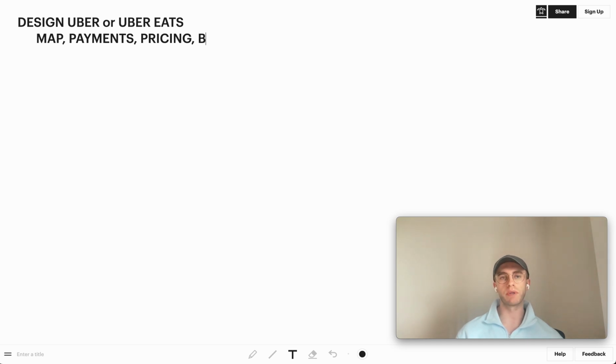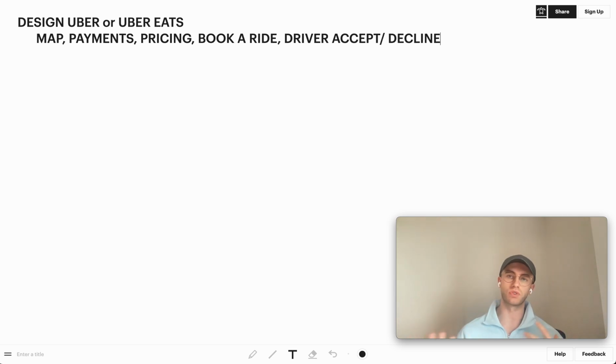Then we also want to be able to book a ride, and say we want the driver to be able to accept or decline a particular delivery or drive them to a particular destination. Okay, and so essentially those are our requirements.